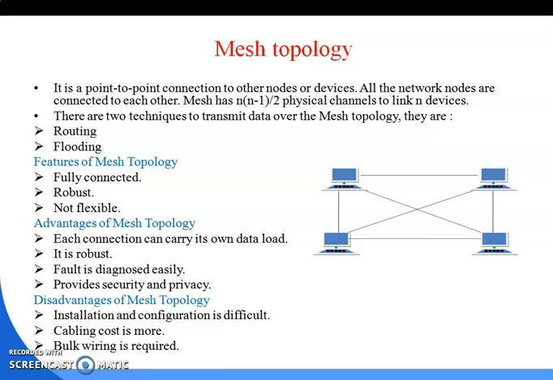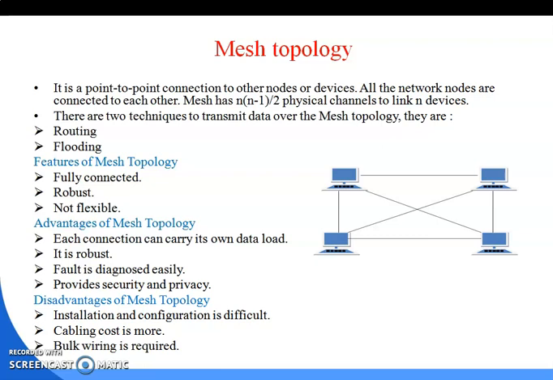In the mesh topology, the problem is that a bulk number of cables are required. Suppose there are 4 computers, 6 lines are required. Suppose there are 100 computers, how many channels are required? Definitely bulk wiring is required. Cabling cost is very high, and that's why the mesh topology is not adopted by different communication systems.